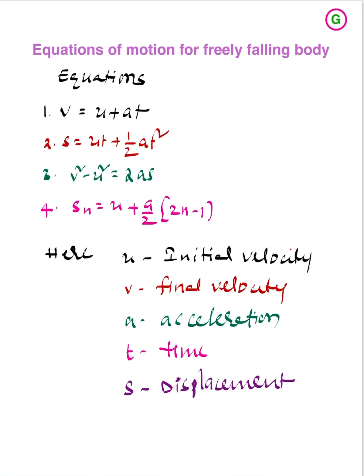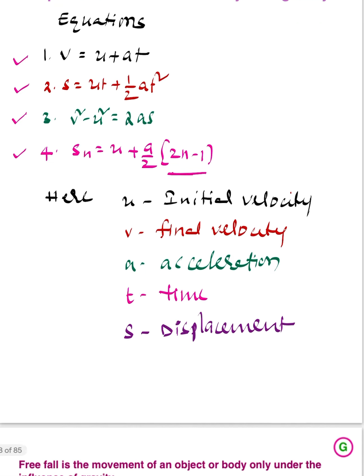Dear students, today we learn the equations of motion for freely falling bodies. So already we know the equations: v equal to u plus at, s equal to ut plus half at square, v square minus u square equal to 2as, and Sn equal to u plus a by 2 into 2n minus 1. These equations were already derived by different methods, right?